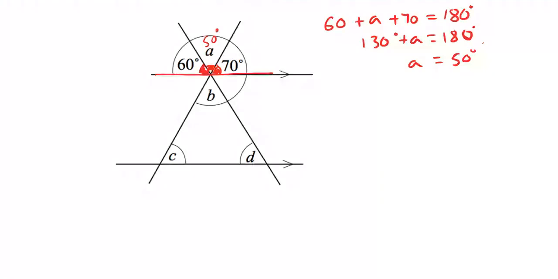So, okay, what next? Well, we could work out B at this point, couldn't we? Because A and B are opposite angles. So if A is 50, B is also going to be 50. So what about C and D?